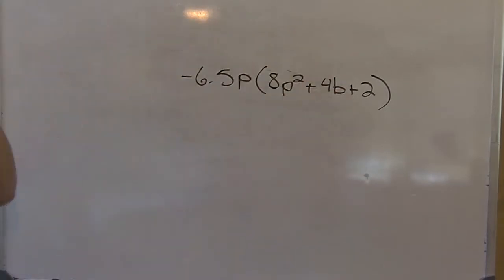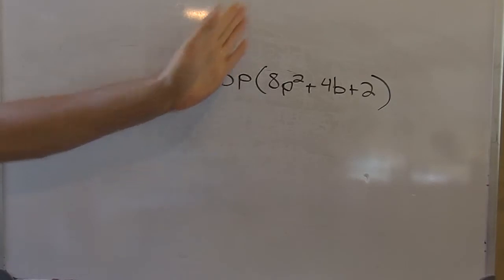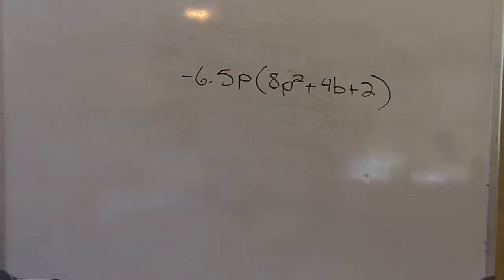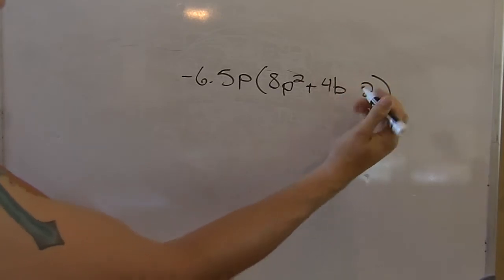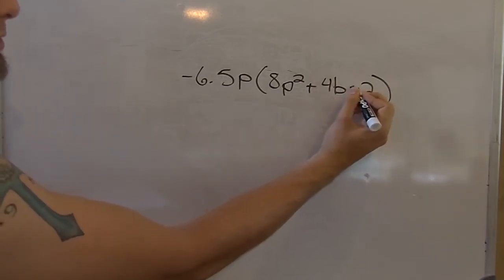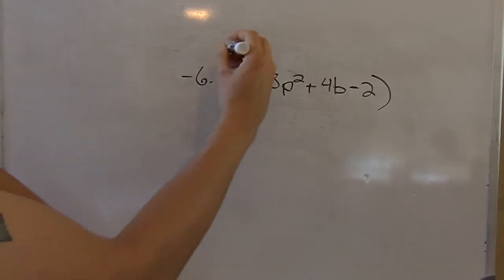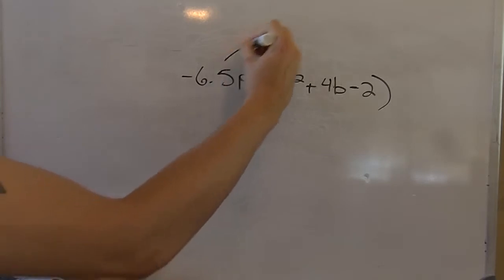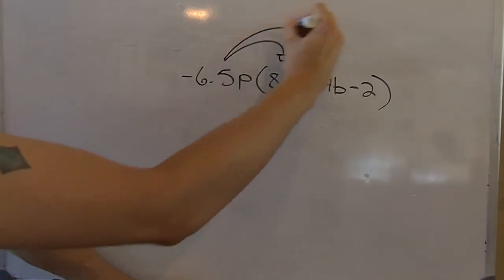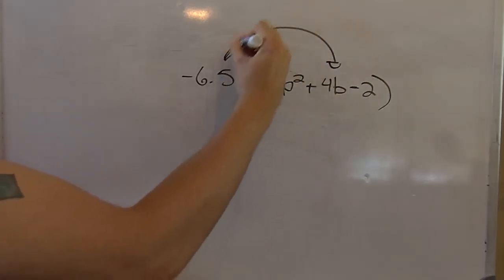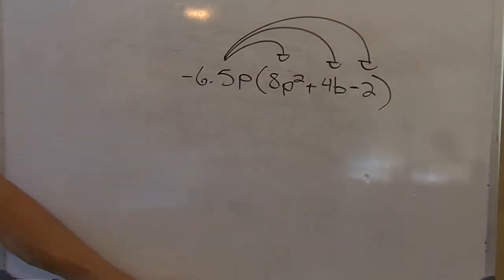The 3 terms inside really don't change anything aside from the fact that now instead of doing 2 multiplication problems, I am doing 3. And I'm actually going to change the plus sign here to a subtraction sign just so you can see what to do when the signs change. Really isn't a whole lot. So you're going to take the negative 6.5p, multiply it by everything inside.